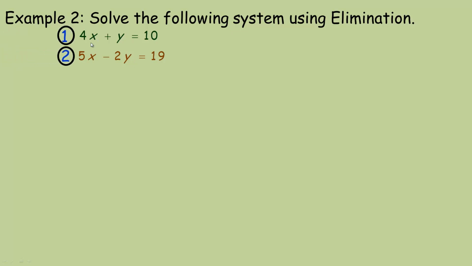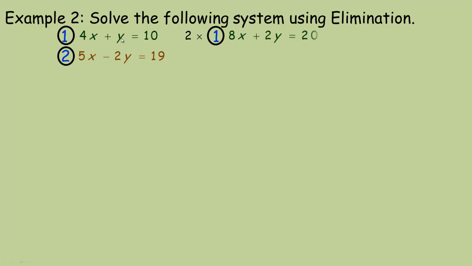So I could choose to eliminate the x's. I can multiply that one by 5 and that one by 4, and they'd both be 20 x's. But I'm actually going to multiply this by 2, because then I'll have a 2y here and a negative 2y here. They don't have to be the same. They can be opposites too, because opposites is when you add, actually. So the first equation is going to get multiplied by 2.